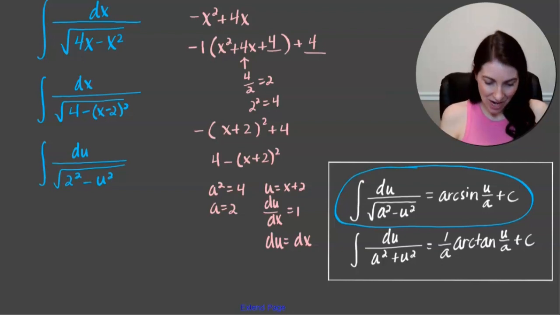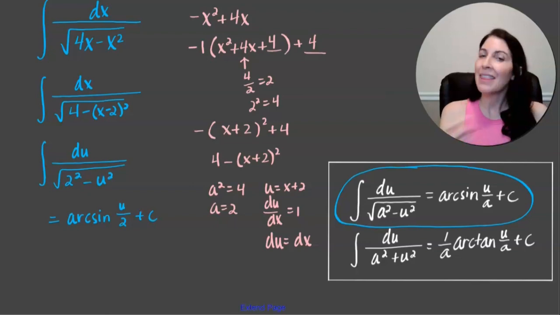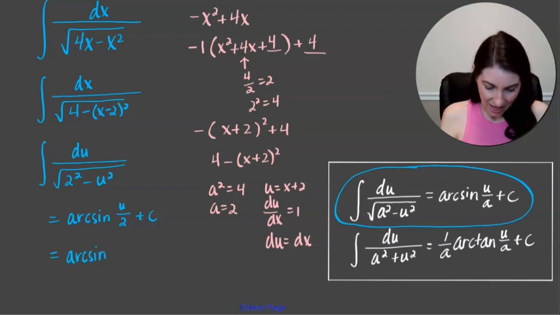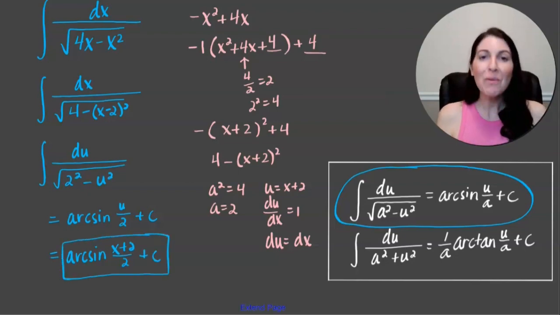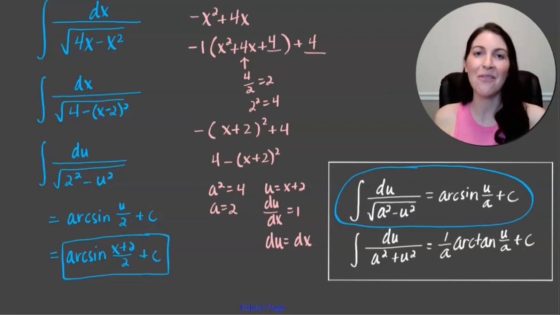Now it's time to integrate. This would give us arcsine of u over our a value of 2 plus c, and then my last step, all I need to do is substitute the x plus 2 back in for the u. So my final answer is arcsine of x plus 2 over 2 plus c. And there we have it. I hope by going through these two problems, you now feel a little bit more confident on how to complete the square to produce an arc trig function after you find the integral.